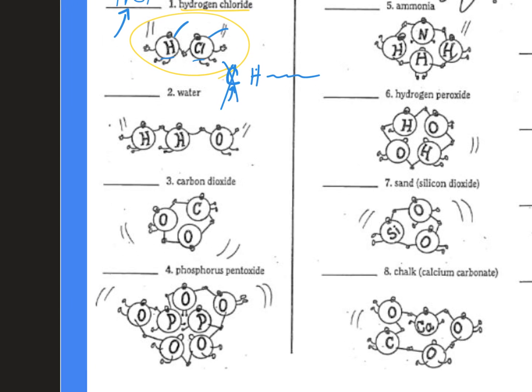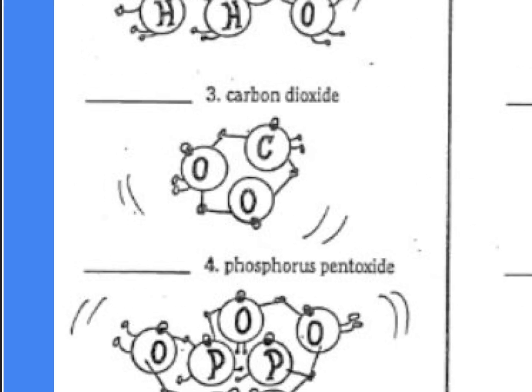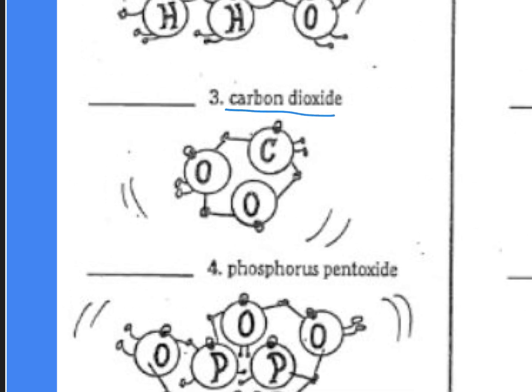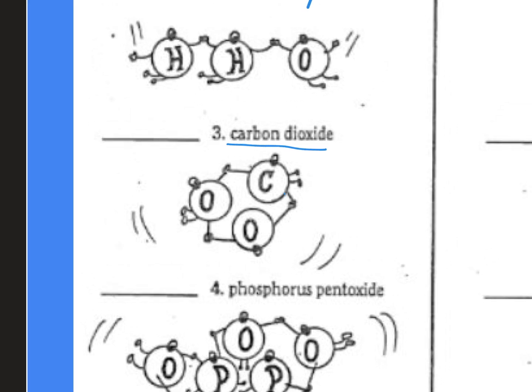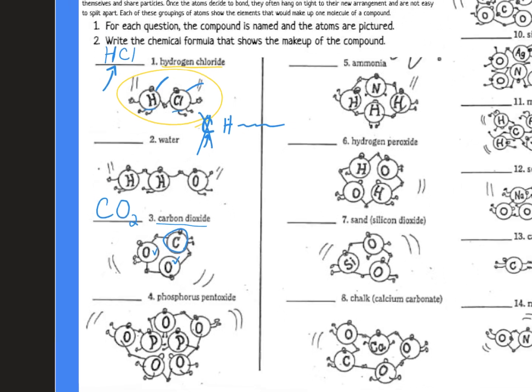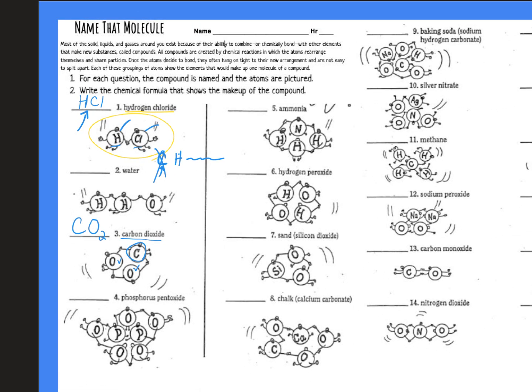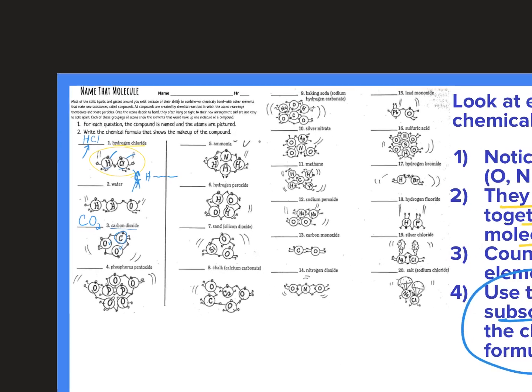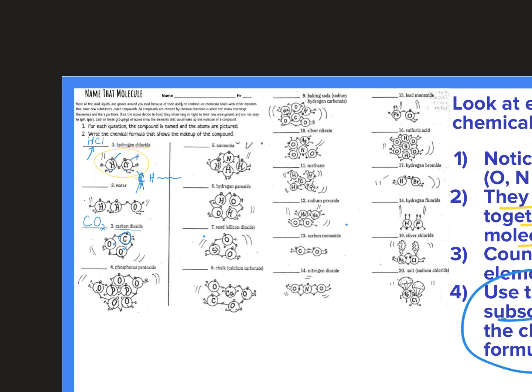So if I find one with, oh, here it is. I have carbon dioxide and a C and then 2 O's. So C is first and then an H, and there's no H here. So that's fine. I would write C, and then there's 2 O's. O, 2. All right. When you're done with this, both sides, you're turning that in.